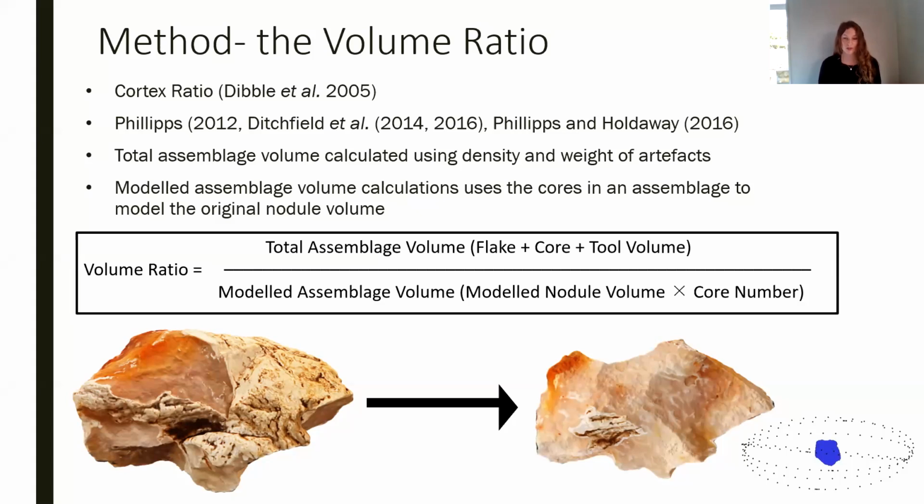The modeled assemblage volume is the modeled volume of a stone used for producing flakes. This can either be calculated using generic volume from raw material surveys or the reconstruction of the original nodule volume based on the exhausted cores in an assemblage. The modeled assemblage volume is calculated by multiplying the modeled original nodule volume by the number of cores in an assemblage. This research explores methods to improve the calculation of total assemblage volume using photogrammetry as a tool to compare accuracy. The modeled assemblage volume is also explored using photogrammetry. This method will be briefly discussed at the end, however, there won't be time to discuss results in depth in this presentation.